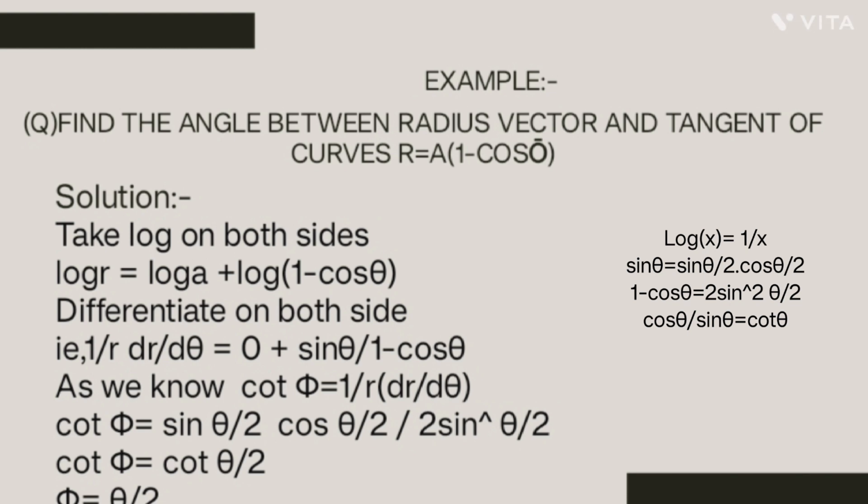The remaining will be sin theta by cos theta. Sorry, cos theta by sin theta. We'll get cot theta by 2. Phi is equal to theta by 2. So the angle between the radius vector and tangent of the curve is theta by 2.